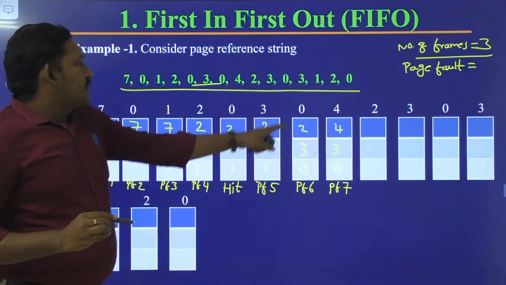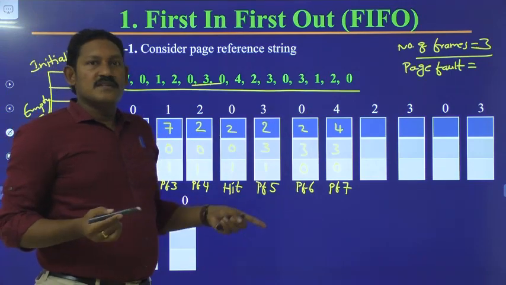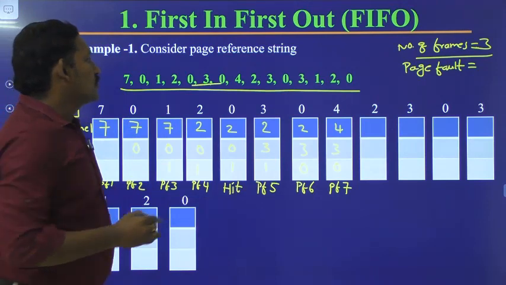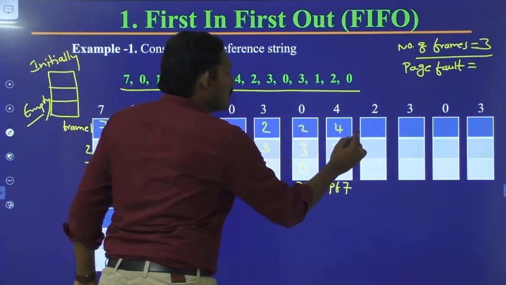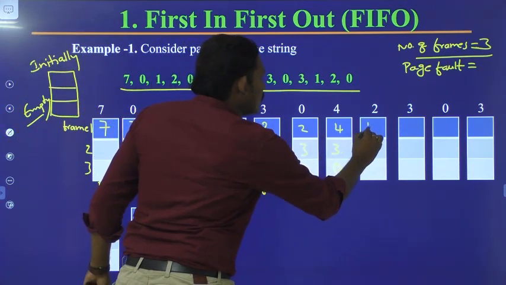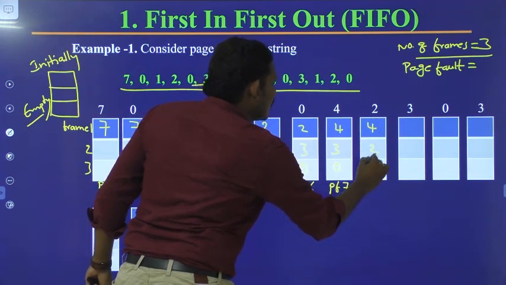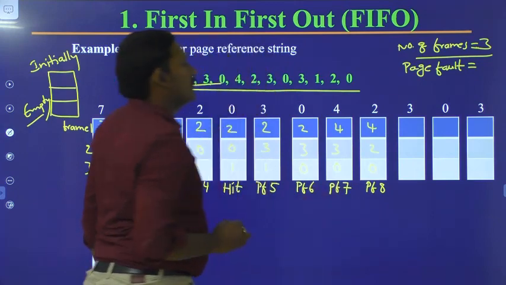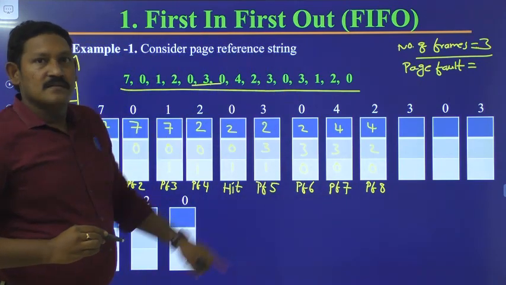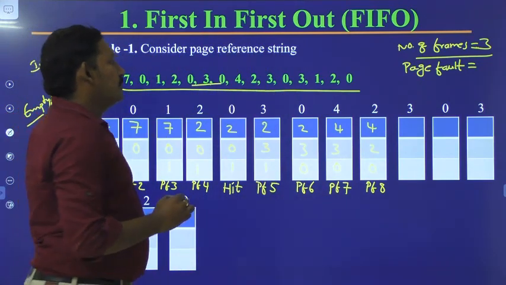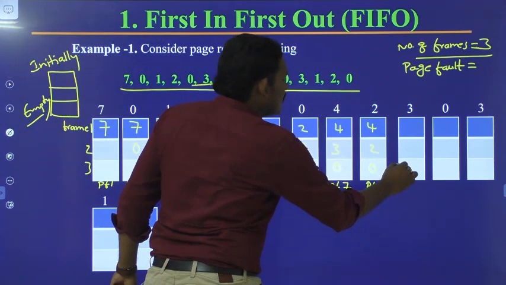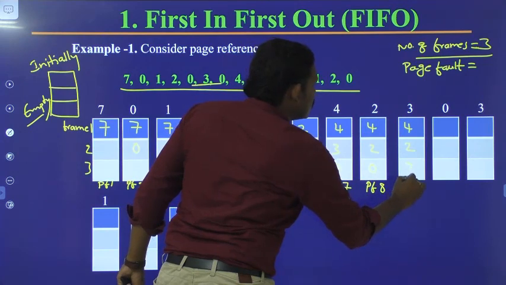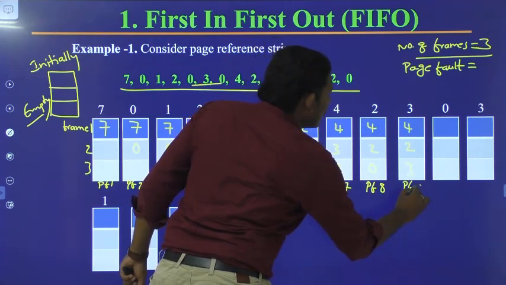Now again 2. 2 is also not available in the main memory, so we have to replace. Frame 1 was just replaced, so now we replace frame 2. 4 stays as it is, 2 here, 0: page fault 8. Next we have to insert page 3. It should be placed in frame 3: 4, 2, 3. Page fault 9.